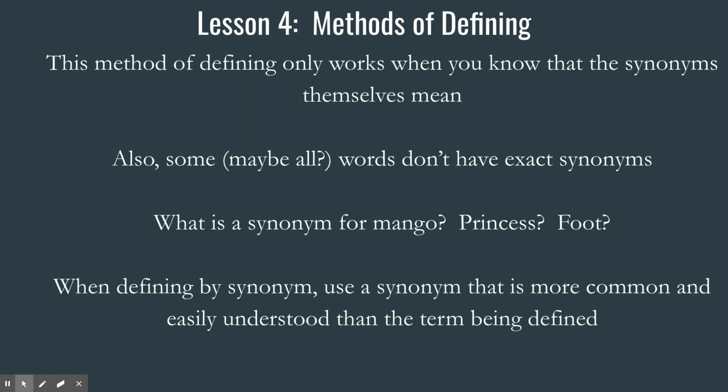When we do this, though, if we're going to define by synonym, use a synonym that is more common and easily understood than the term being defined. So, for example, if Jackson asked me, Mr. Wood, what's a human? And I said, a Homo sapien. Okay, if Jackson doesn't know the meaning of the word human, what's the odds he knows the definition of the word Homo sapien? Yeah, very, very low.